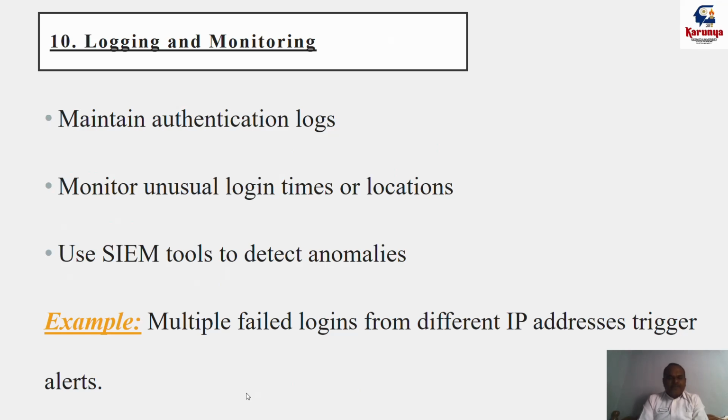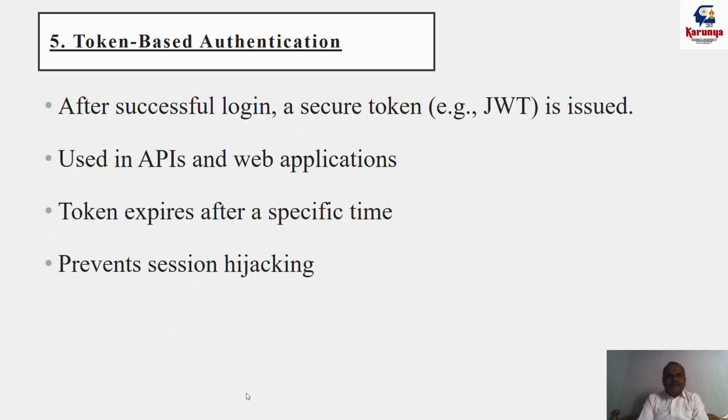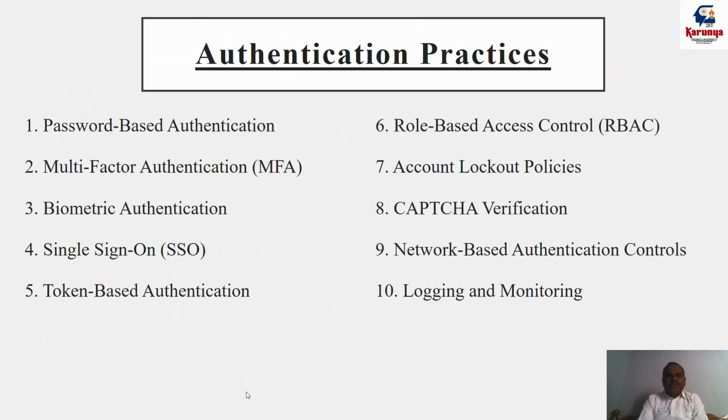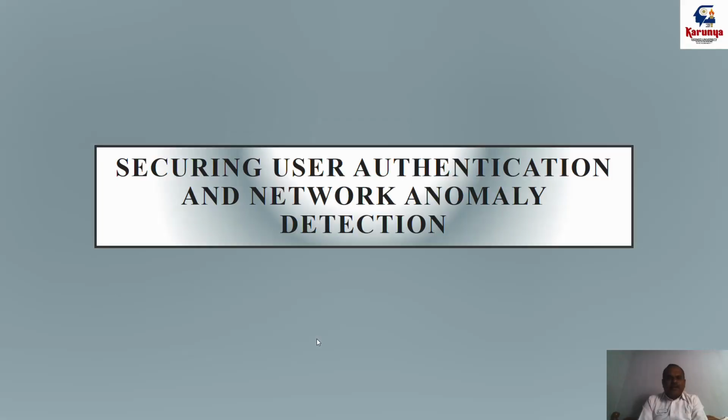Multiple failed logins from different IP addresses trigger an alert. Suppose I have the same mail ID and someone logs in to that particular ID from a different IP address. Automatically it triggers an alert to the user, meaning someone else tried to open that account with a different device. That is multiple failed logins from different IP addresses. So these are the 10 different types of authentication practices when we are dealing with network anomaly detection.